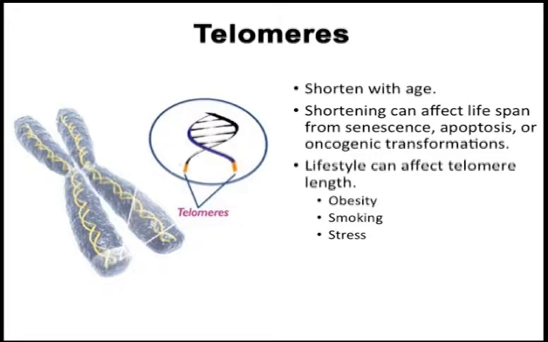And so they were looking to see what are some of the things that affect and shorten the telomeres. And obesity, smoking, and stress were some of the top items. So there's going to be a lot of research looking at that to see if we can protect the telomeres and prevent malignancies down the road.